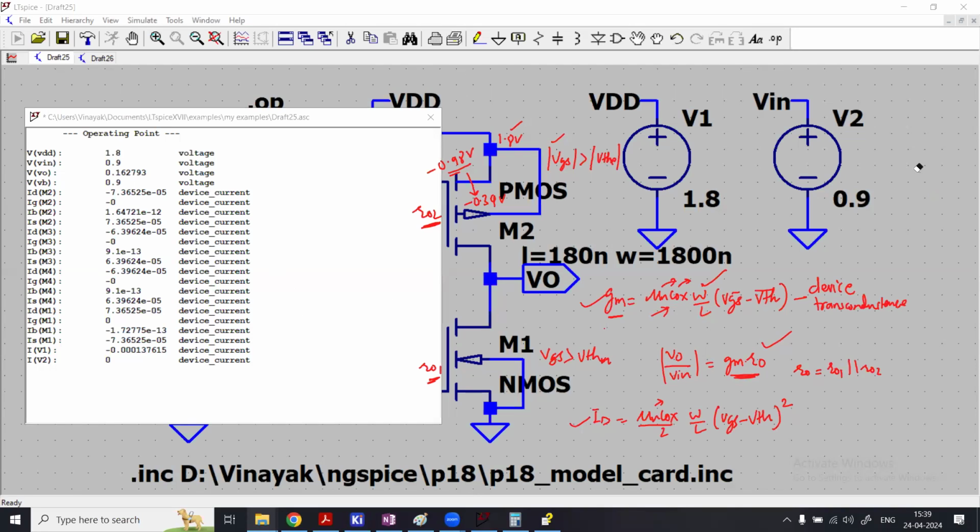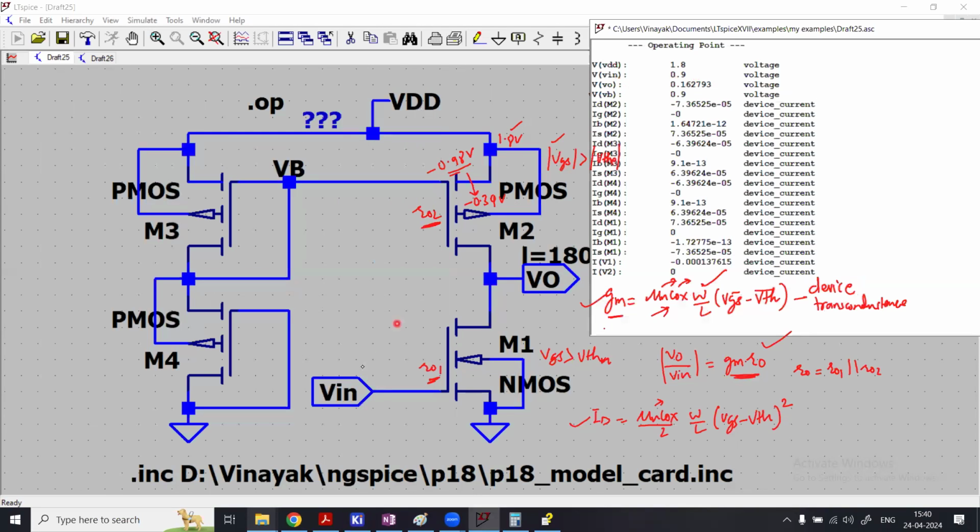Let the formula be there. So now what we see here from the first, VDD is 1.8 volt. Is that the case? Yes, it is the case. We have VDD equal to 1.8 volt. That's the power supply used in our circuit. Vin is biased, which is 0.9 volt here, of course. Now look at the output voltage, it is 0.16, so it's like 160 millivolt.